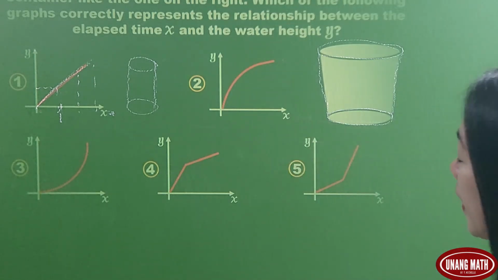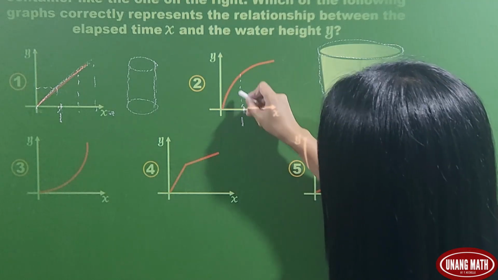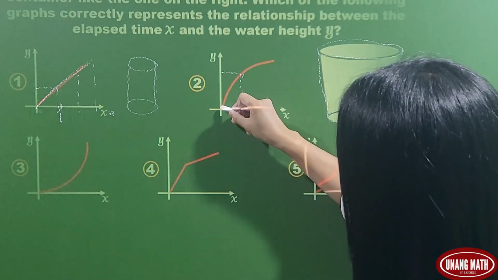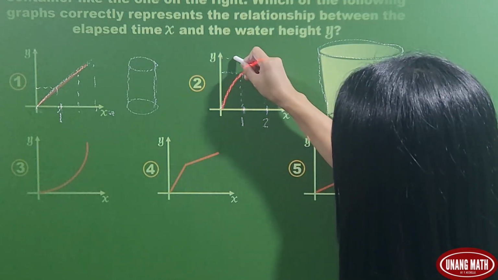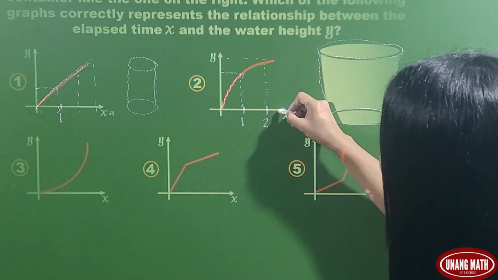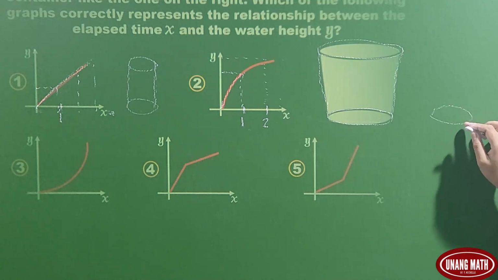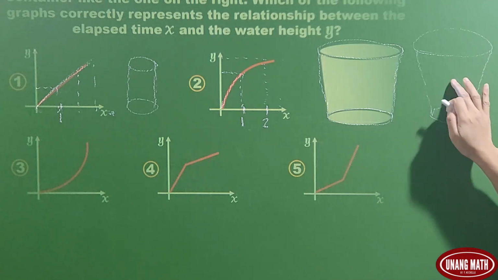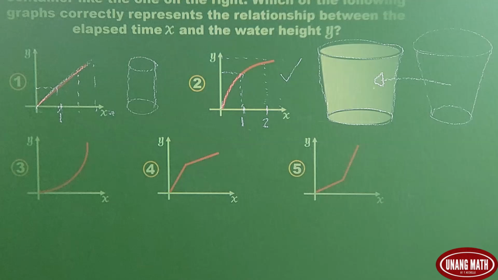Okay, what about this graph? If we're going to take a look at this graph, okay, let's say, for example, in 1 hour, in 2 hours, in 1 hour, this is the height of the water in that container. It increases very fast. In 2 hours, yes, it increases, but it slows down. Okay, in 3 hours, more slow. So it means that the bottom part of the container is smaller than the top part of the container. So this figure or this container is this container. So number 2 is the correct answer.